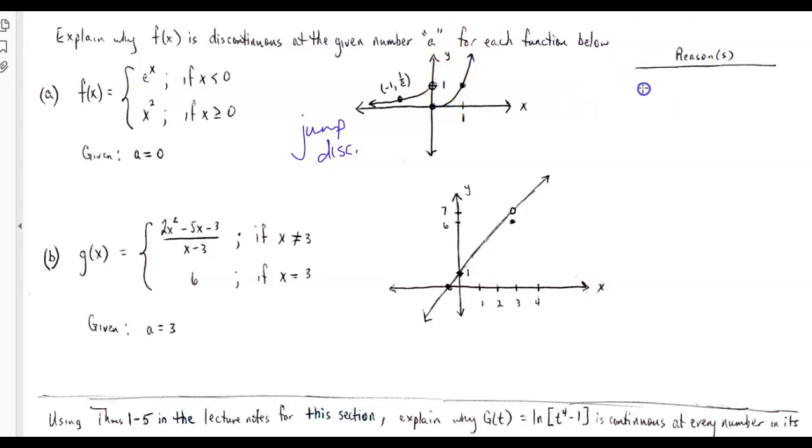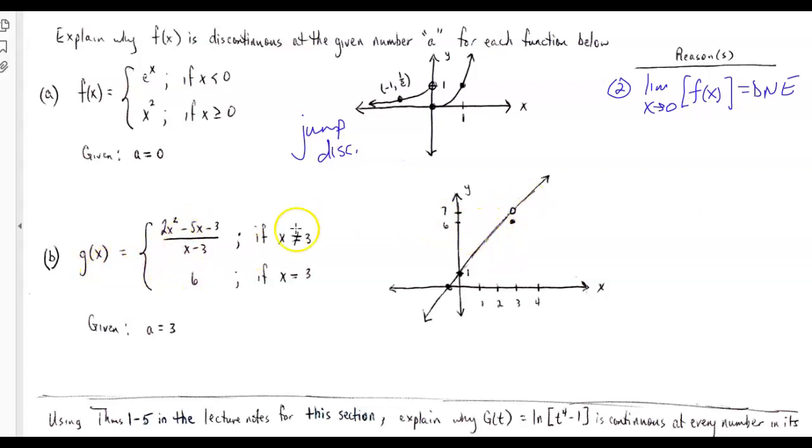Now, from a formal perspective, what happens here is criterion number 2 is violated, meaning that the limit as x approaches 0 of this particular function does not exist. Okay, and so that is the reason why this particular function will not be continuous at x equals 0 from a formal perspective. Now, for example B, we have our piecewise function.